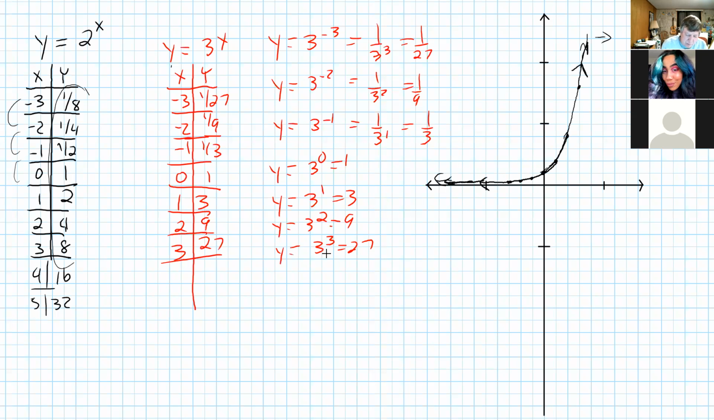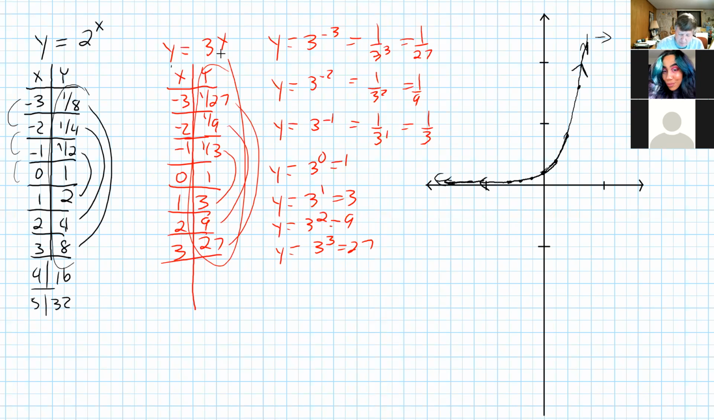I want to go back for a minute to 2 to the x, and point out one other thing. In a parabola, there was a vertex, and on the table we had matching y values. Here we don't have that, but look what we've got: reciprocal values. The same is true of y equals 3 to the x. We've got 1/3 and 3, 1/9 and 9, 1/27 and 27. So y equals 2 to the x was doubling. What's it doing here? It's tripling. So it's going to climb even faster, steeper.